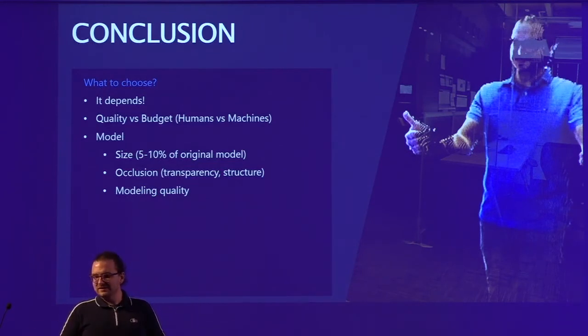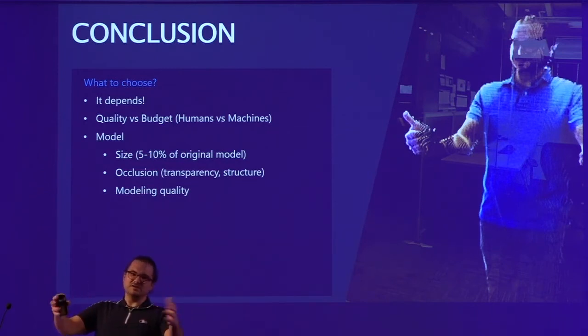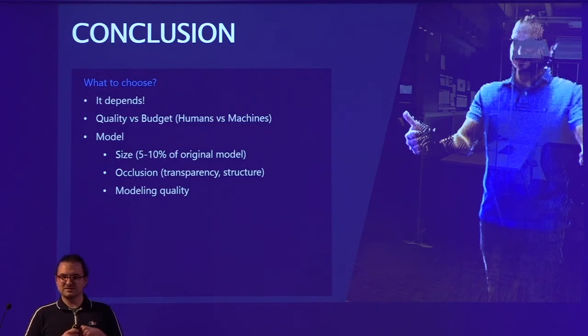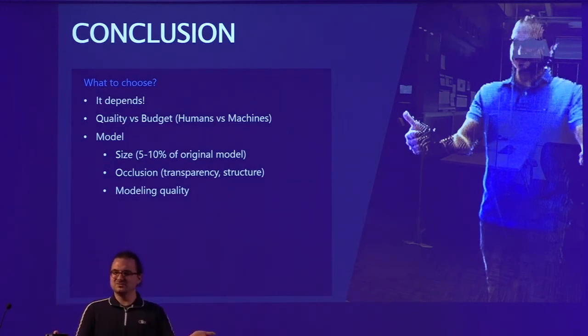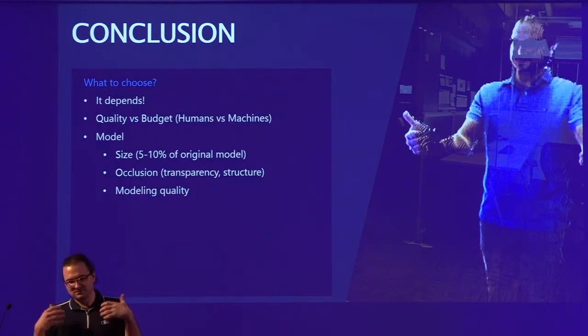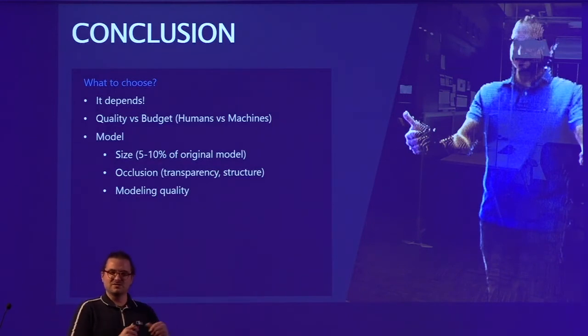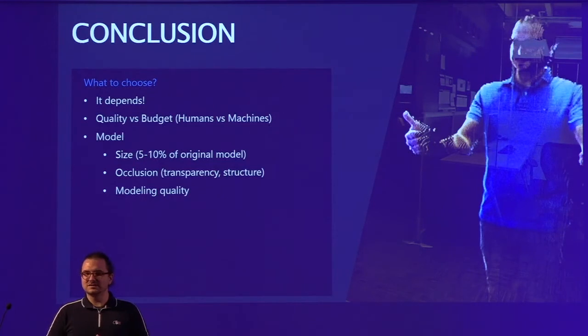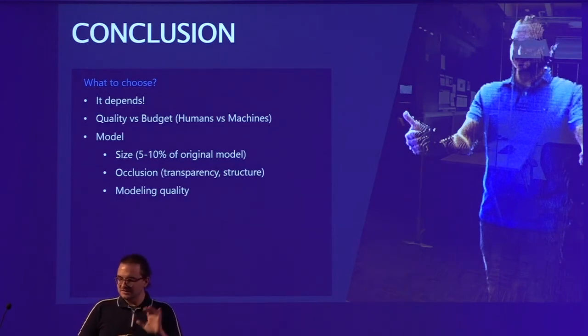What we found out is, for most models, and we're especially targeting architectural models in that case study, 5 to 10% of the original size. So if you take a 10 million polygon model and reduce that to 100,000, that's not going to look good. But if you take a 1 million polygon model and reduce it to 100,000, so you can render it on the HoloLens, for example, that looks actually pretty decent for most models. So that's a good indicator.